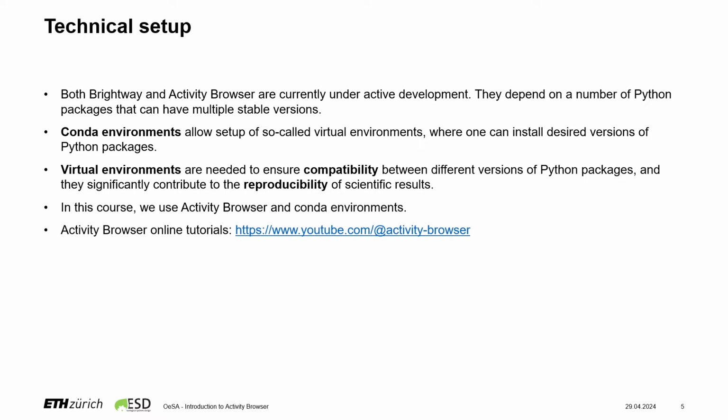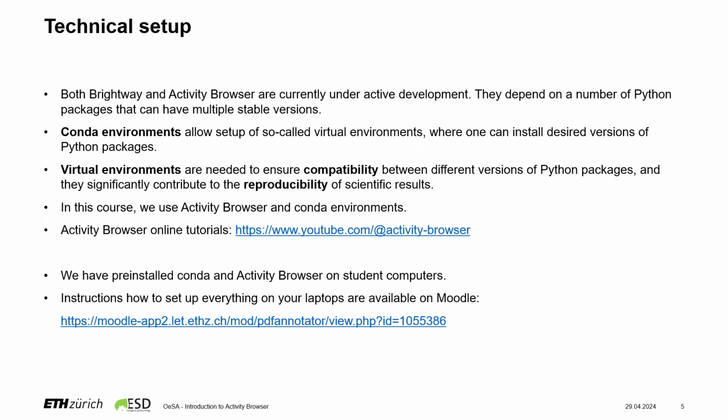There are online tutorials on YouTube that you can take a look at, but we'll basically go through the same material today. We have already pre-installed Conda and Activity Browser on these computers. So the instructions on how you can set it up yourself are given here. If you follow the link, then you will see a PDF file. Please don't do it at the moment because this exercise is really about getting to know Activity Browser. If you want to install it on your computers and you have problems, you're free to write me an email.